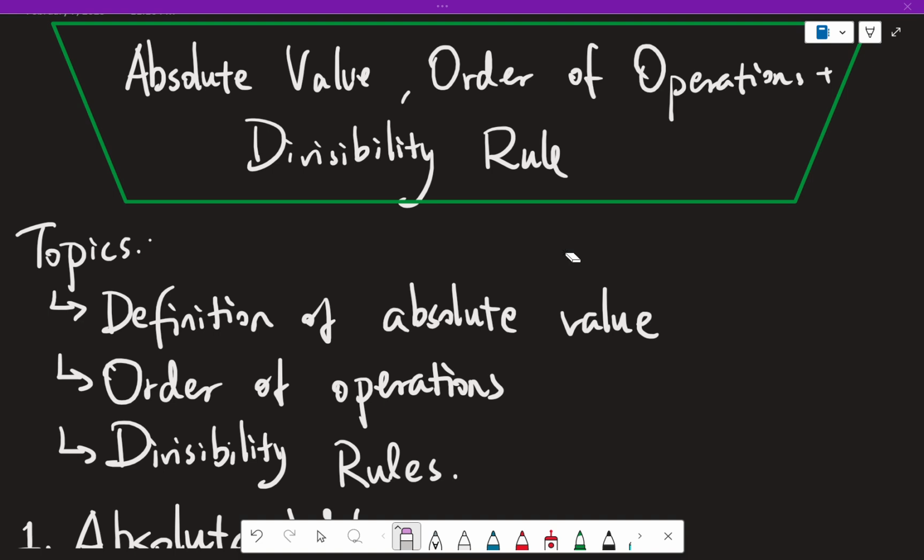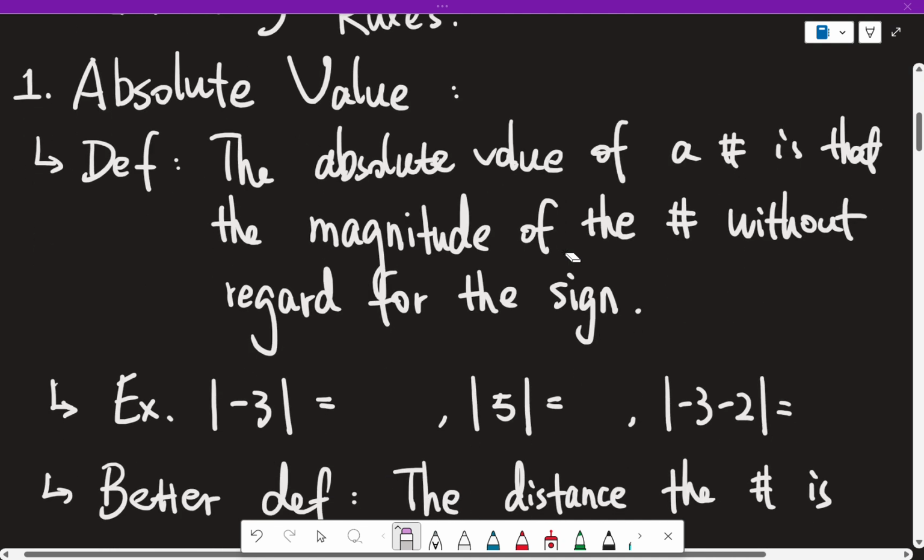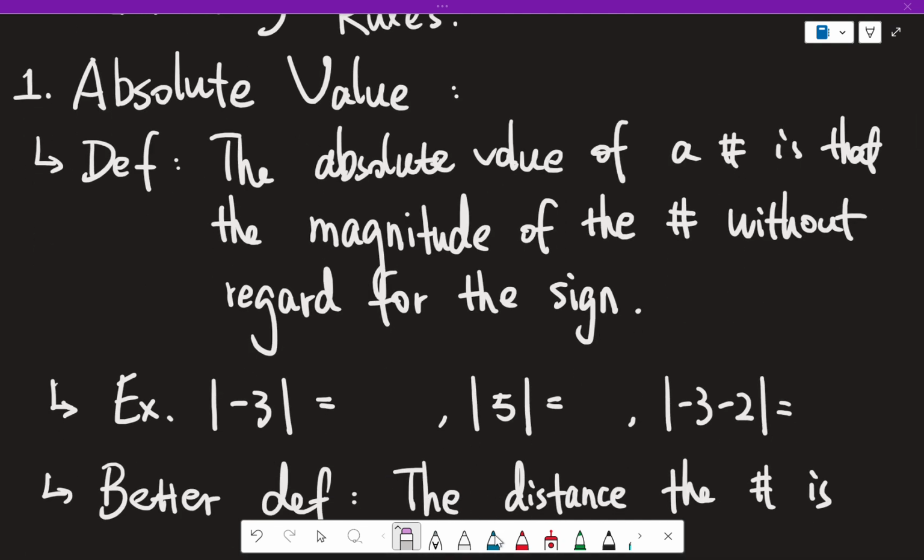In today's video, we're going to talk about absolute value, order of operations, and divisibility rules. So let's first take a look at what the absolute value of a number is. The definition of the absolute value is that it is only the magnitude of the number without regard for the sign.